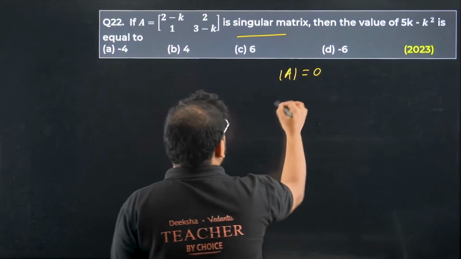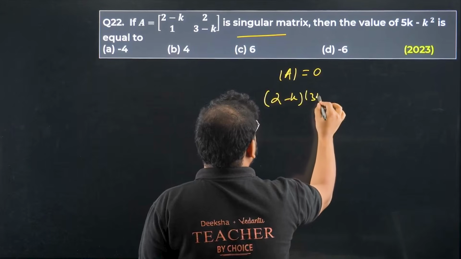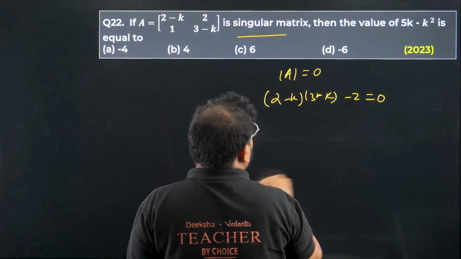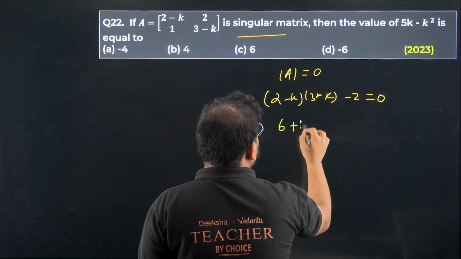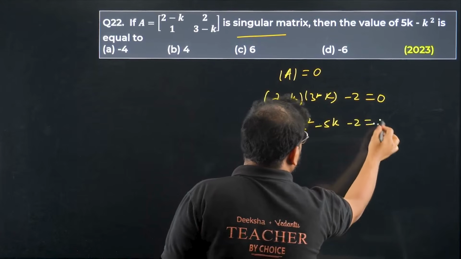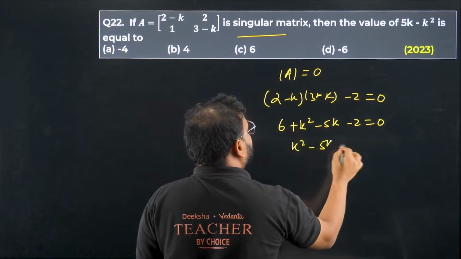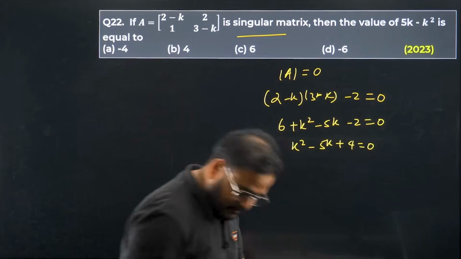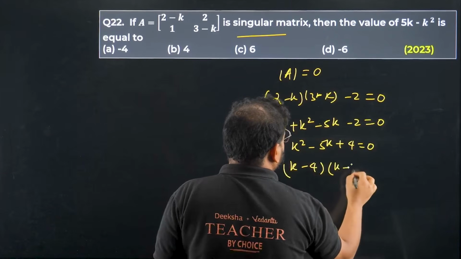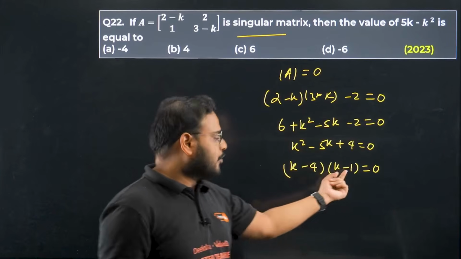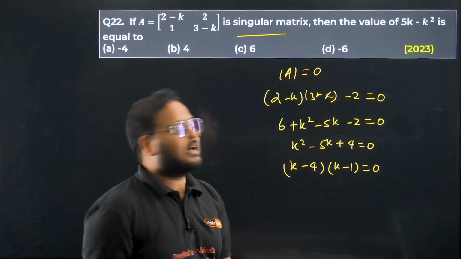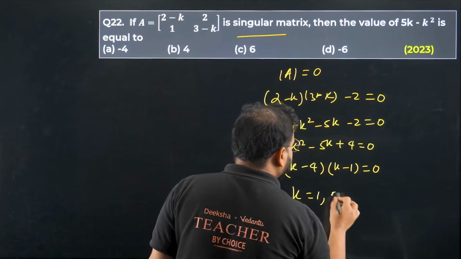Let's use that. We get (2 minus k) times (3 minus k) minus 2 is 0. From here what do I get? I get 6 plus k squared minus 3k minus 2k, which is minus 5k, minus 2 is 0. From here I'm getting k squared minus 5k plus 4 is 0. It means the factors are going to be k minus 4 and k minus 1. Have a look. Minus 4 into minus 1 is plus 4, minus 4k and minus 1 into k is minus 5k, and k squared is simply there. I get the value of k as 1 or 4.